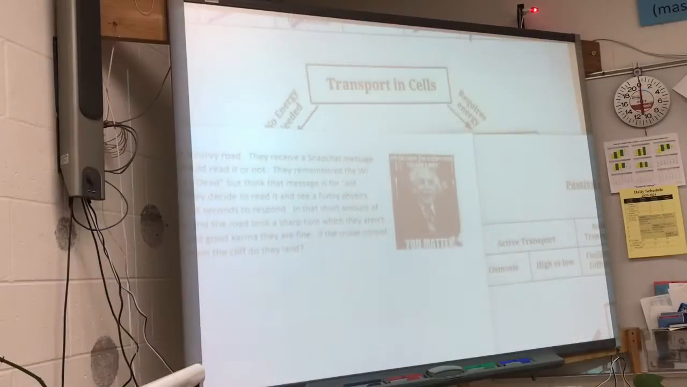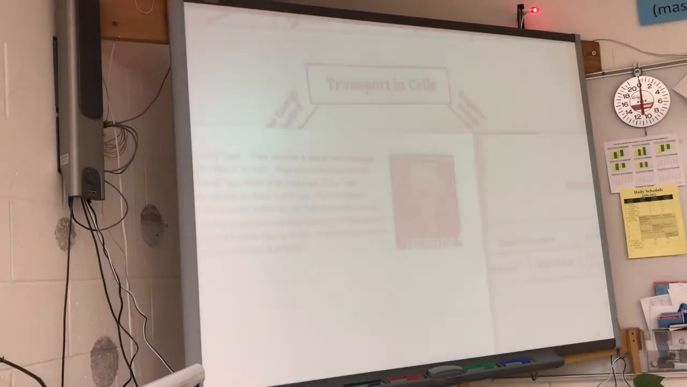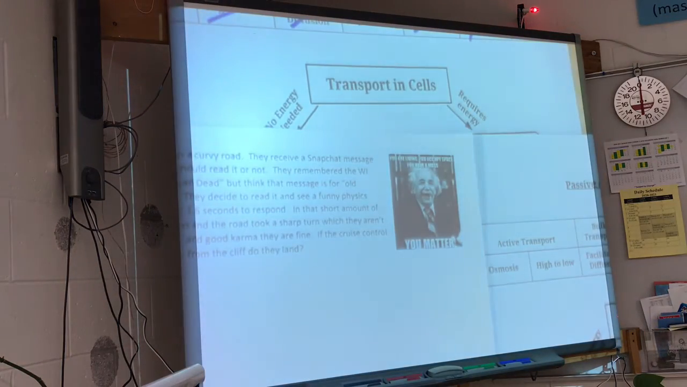All right, let's talk about this concept map. When we talk about how things get into and out of the cell, there's lots of different ways that we can look at this. There are two general categories that we can break these things into. They either require energy or they don't require energy.